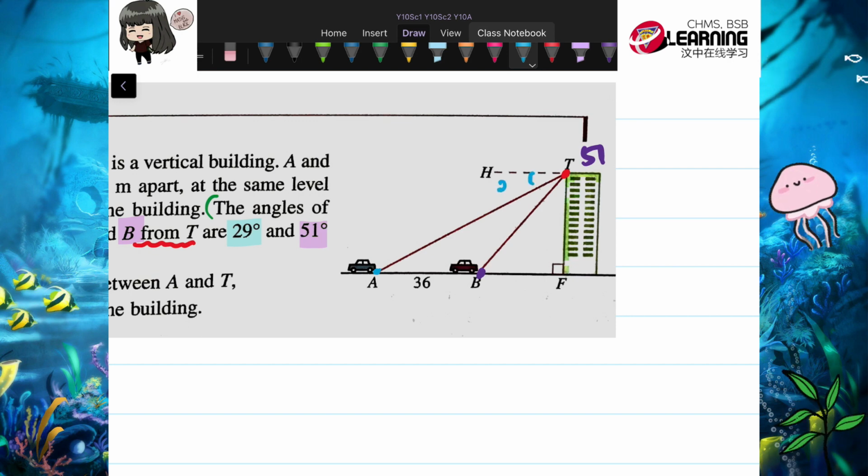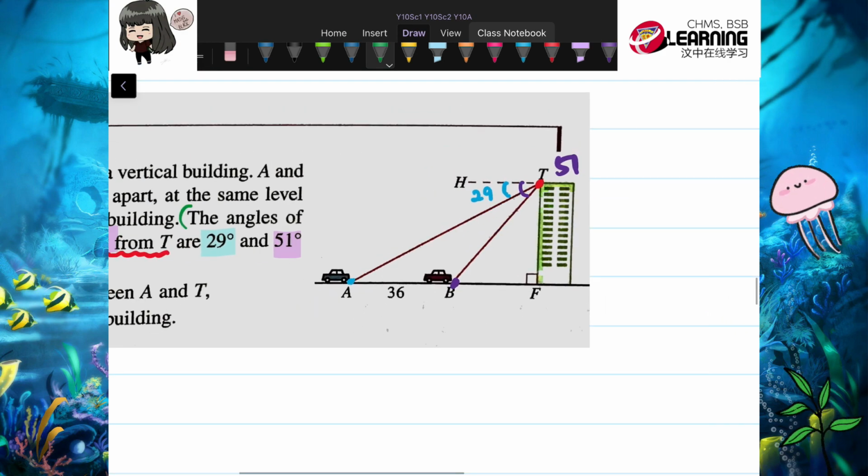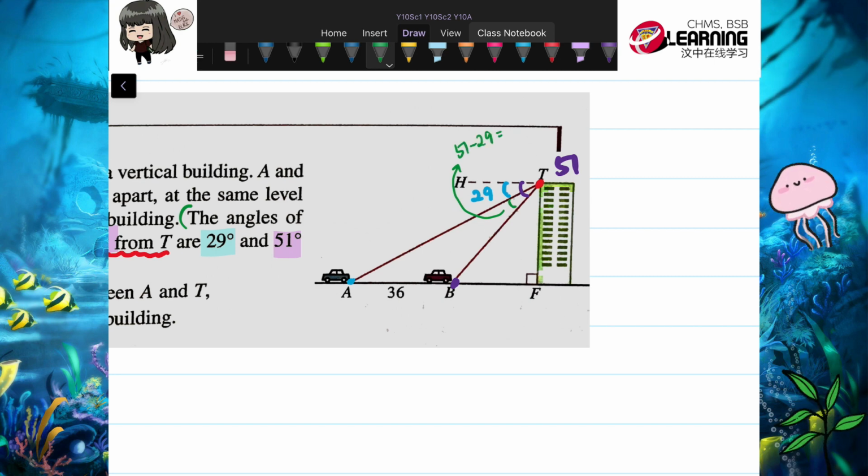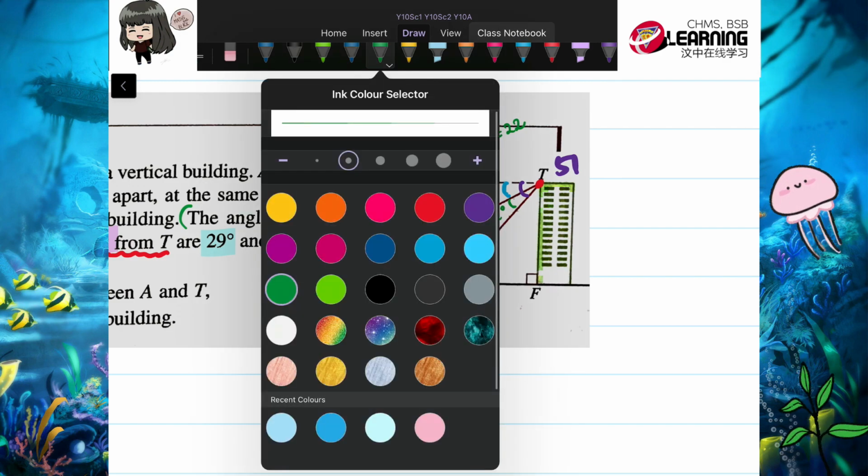So here is 29. This whole thing is 51. See from the color, okay? So if you know that this is 29, this is 51, then you will know what this angle is, this green angle here. This green angle here will be 51 minus 29, which is 22. Okay, I will write here first. 22. So far okay? Can follow?